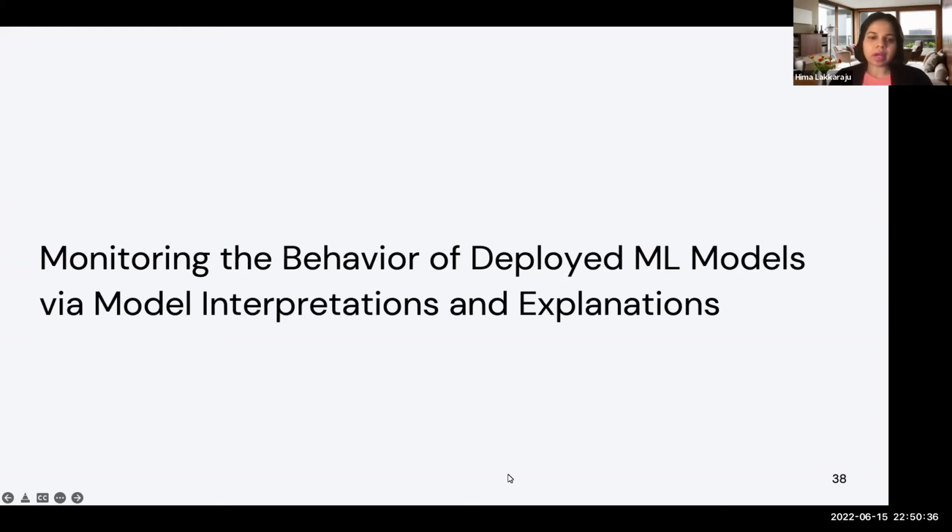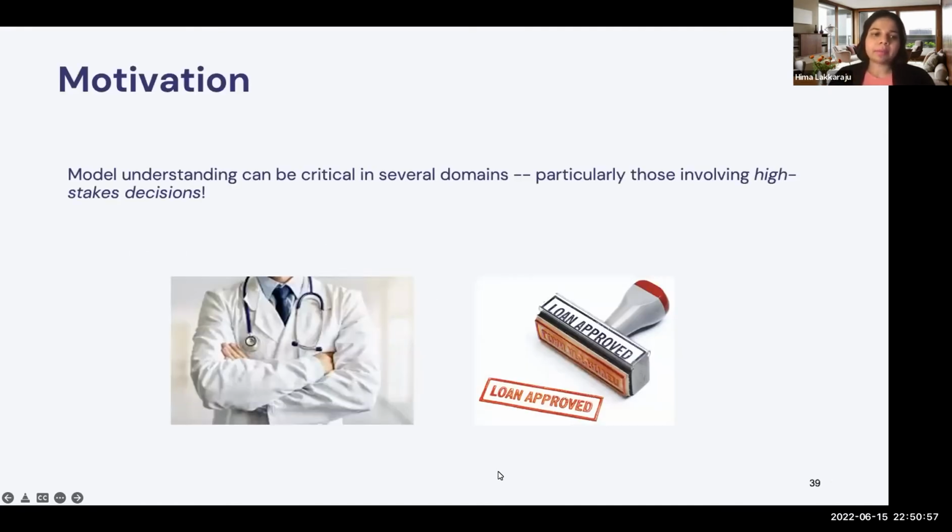Now let's talk about how to monitor the behavior of deployed models via their interpretations and explanations. Before we get into the details of how and why we need to do this, let's first try to understand the utility of model interpretations and explanations. Several of the prior works have argued that model understanding can be very critical in various real-world applications, particularly those involving high-stakes decisions, whether it is healthcare or lending, and many more such high-stakes applications, right?